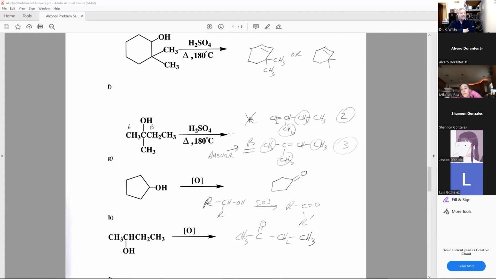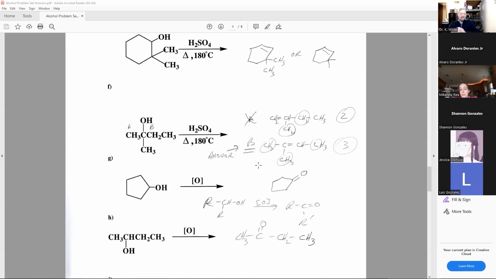But in F, I have my hydroxyl group. And if I lose a hydrogen from A, I'll get compound A, because between A and the carbon with the hydroxyl group, you'll form a double bond. If I look at carbon B, which is adjacent to the carbon with the hydroxyl group, that has a hydrogen. If I lose the hydrogen and hydroxyl group, I'll form this double bond.